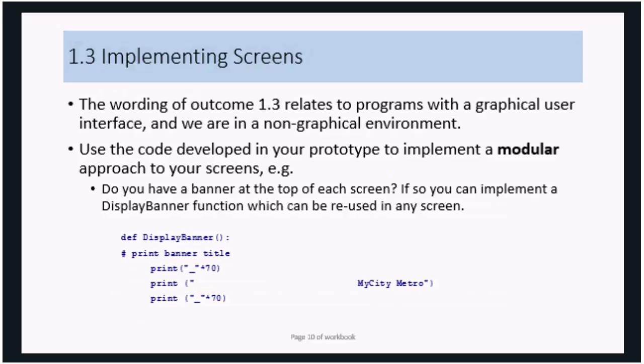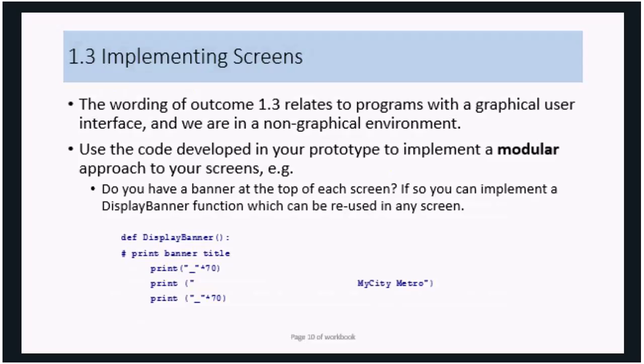You might remember that modular programming was about smart use of functions. Whenever you've got the same thing happening in one place and happening again in another place, you'll write a little function that you can then call multiple times over. And a perfect example for that would be when you designed your screens, did you put a banner at the top, like My City Metro, for example, as you saw in the example earlier? If that appears at the top of each screen, you can implement a display banner function, and that would be reused. It wouldn't matter which screen you were showing, the first thing you would call would be display banner.